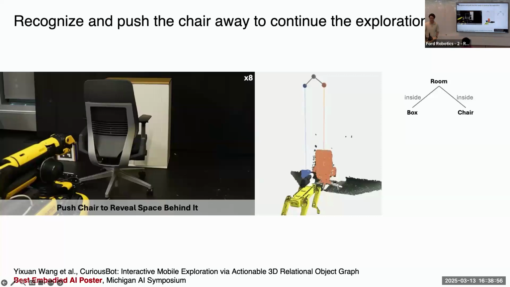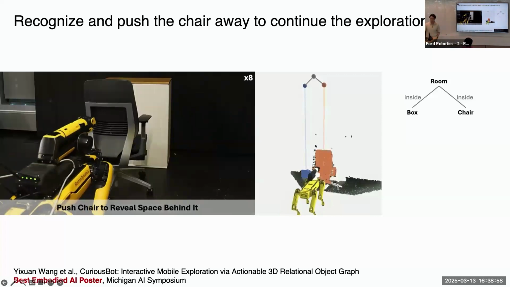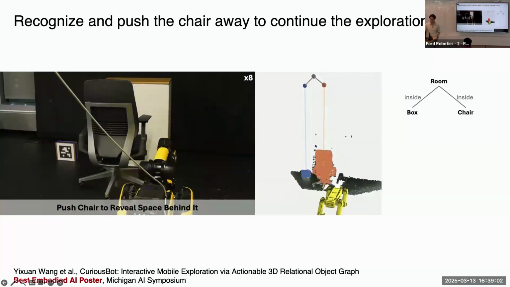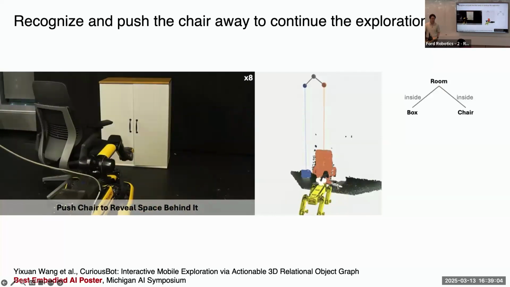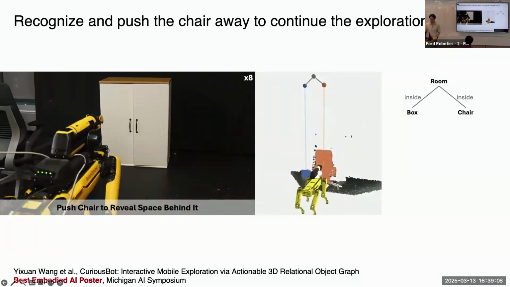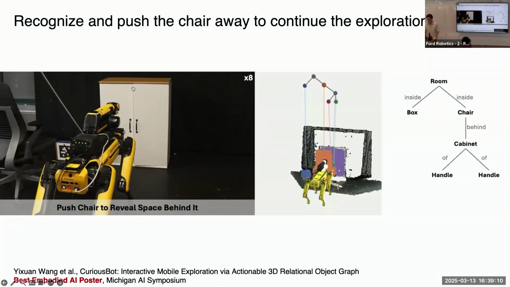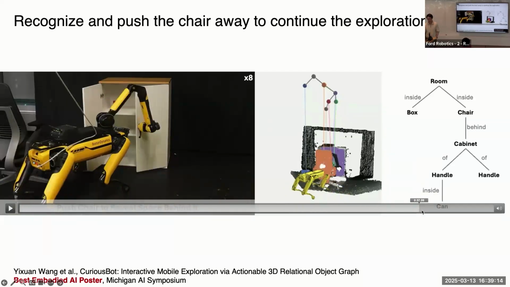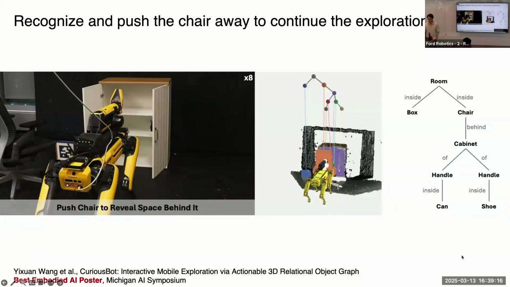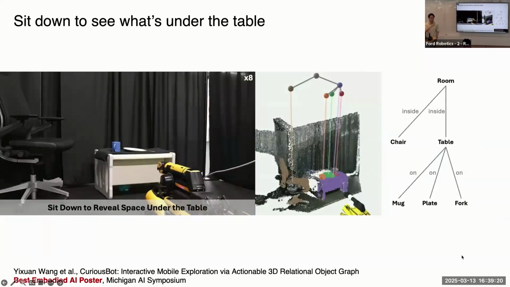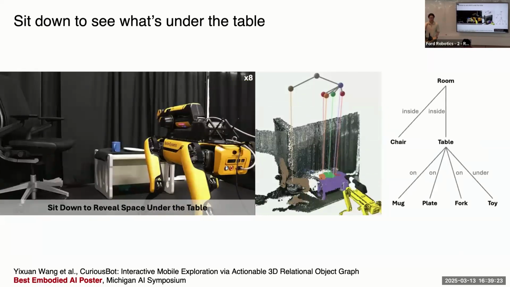Here are some other experiments where the robot identifies that the chairs can be moved around, and the robot will go there, move the chairs away, and then reveal the cabinets behind them, and then go there to open the cabinets and update its understanding of the environment by seeing what's inside that cabinet. Here's another example where the robot is able to identify this desk and tries to see what's beneath that desk by sitting down.